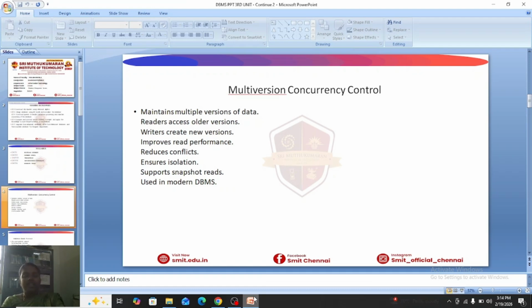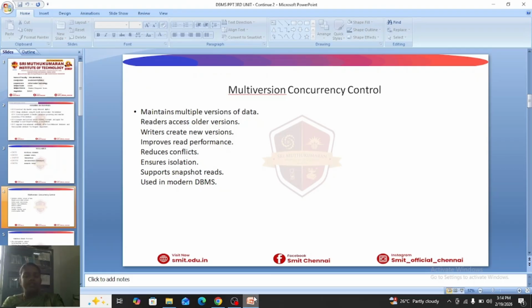Okay, let us give an example. Suppose T1 starts at time 10, and T2 updates data at time 20. T1 will still see the old version even if T2 commits. There is no waiting, no blocking, no dirty reads.